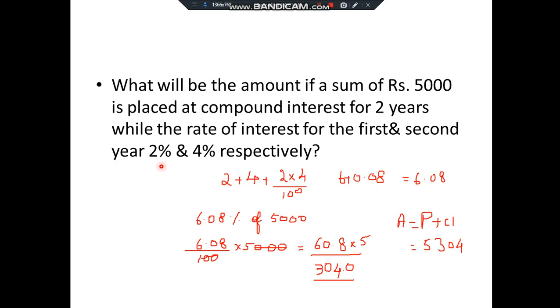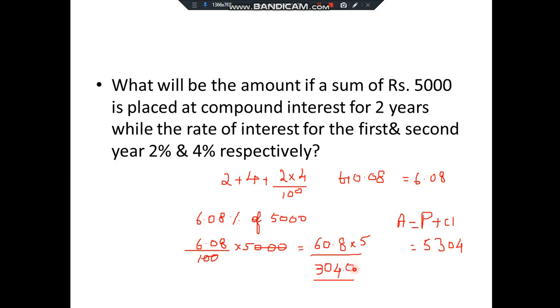For 2 and 4, consider them to be x and y. So x plus y plus xy by 100, right? So 2 plus 4 plus 2 into 4 by 100. So 6 plus 0.08 you will get, which is 6.08. Okay, so if you find 6.08% of 5,000, you will get your compound interest, right?